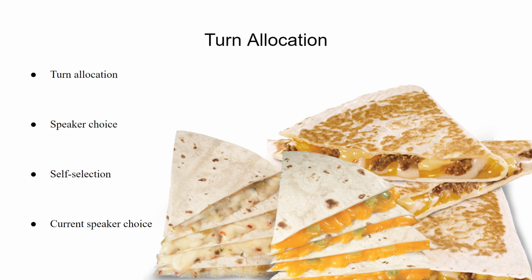Now, an example of self-selection during this discussion was when Melissa gave her opinion on the price and quality of the burritos right after Caitlin finished talking. As you can see, Melissa selected herself by being the first one to speak up, which is self-selection.